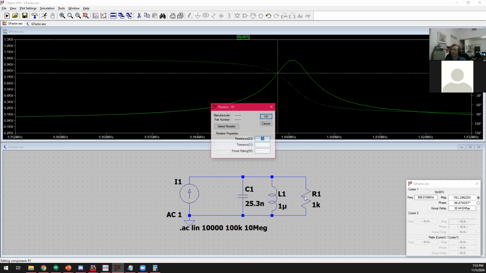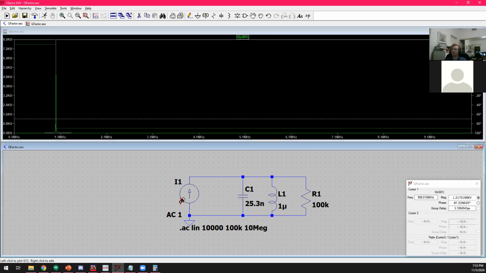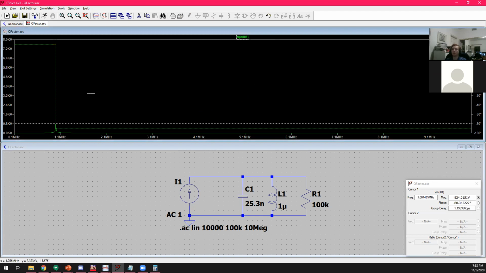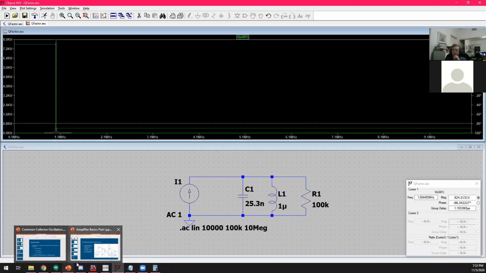And if we increase this even more, which is to say increase the quality factor of this tank, let's say 100 kilo ohms, now it's even sharper. And of course, the amplitude is going to go up, but that's not too important here. So that's intuitively how to look at quality factor.